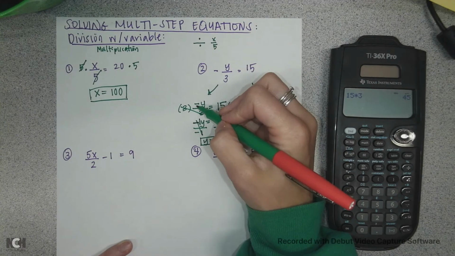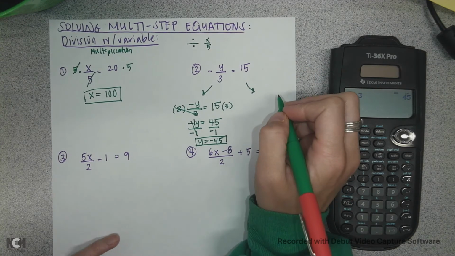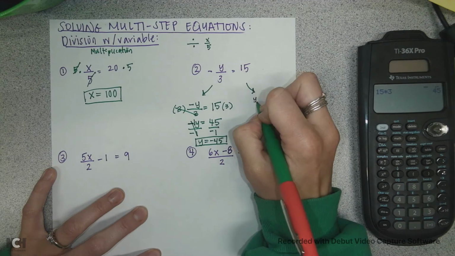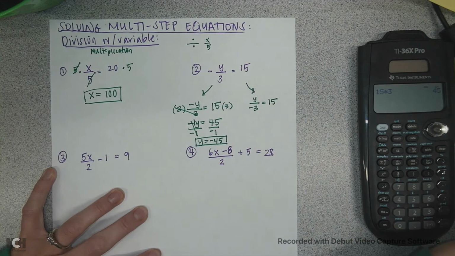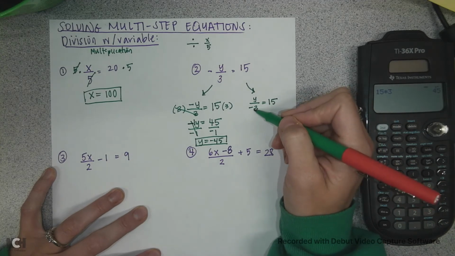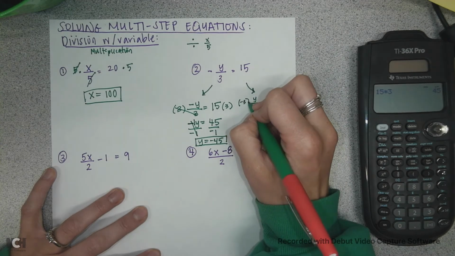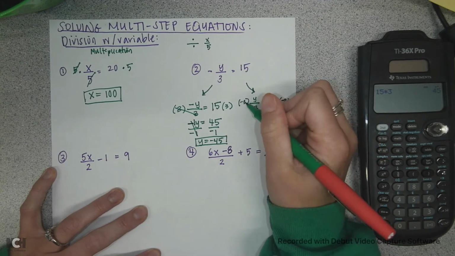Now, instead of assigning the negative to the y, we're going to give it to the 3. Sorry, it's hard to write with the calculator next to me. We have y over negative 3 equals 15. Again, we ask ourselves, what's happening with the variable? The variable is getting divided by negative 3. The opposite of division is multiplication. What we do to one side, we must do to the other. When you multiply, you must take the sign with you.